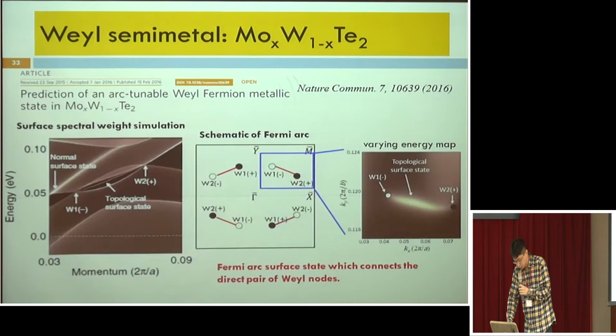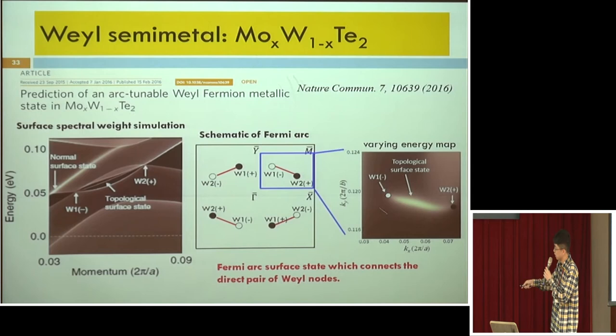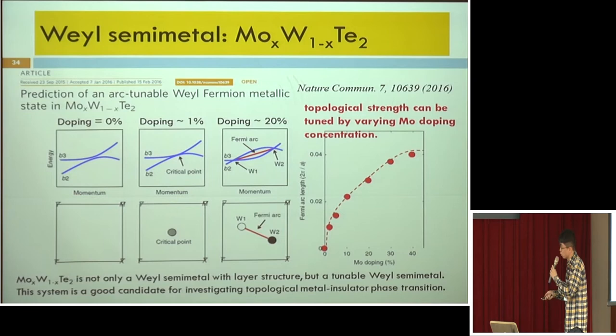We also studied the surface properties. This is our surface spectral function simulation. The shaded area is the bulk state, and the bright lines are the surface state. These two points are the Weyl points, and these bright lines connecting the two Weyl points are the Fermi arc surface state. This is the k_x-k_y map, which clearly shows a Fermi arc connecting two Weyl points. So the conclusion of this work is that we found this doping system is a Weyl semimetal in layered structures. And this system is tunable, so it may offer a platform to study topological phase transitions in real materials.